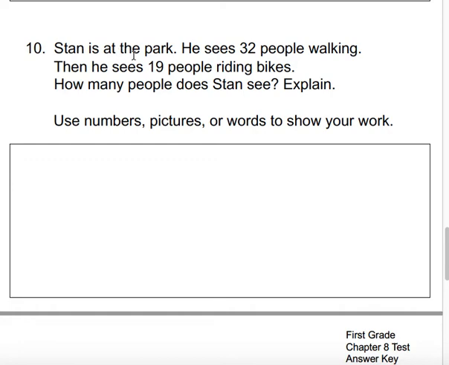Stan is at the park. He sees 32 people walking. Then he sees 19 people riding bikes. How many people does Stan see? Explain. Use numbers, pictures, or words to show your work. So, I see the number 32. I see the number 19. What are you doing with those numbers? You can write a number sentence. And then it says you have to explain. So you either have to show in a picture with tens and ones or drawing, or you have to use your words and write of how many people Stan sees and why you think that.